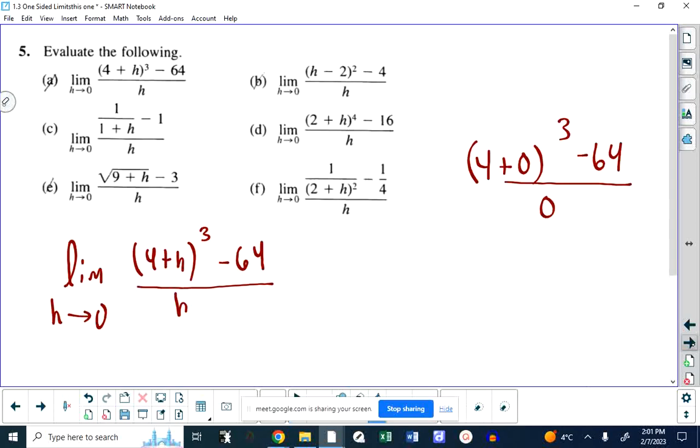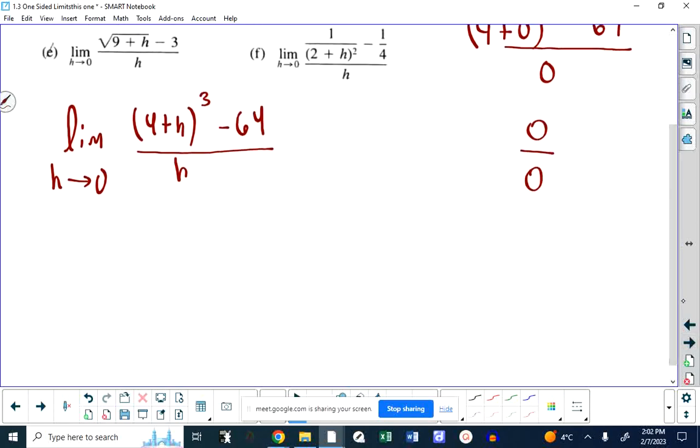And when I work out what I get on the top, 4 plus 0 is 4. 4 cubed is 64. 64 minus 64 is 0. So what's happening here is I'm getting 0 over 0, which means I highly suspect the limit exists, but it might not, but it probably exists. And I think I threw out the number yesterday, 99.9 something percent of the time, if you get 0 over 0, it exists. So how can I get rid of that h?